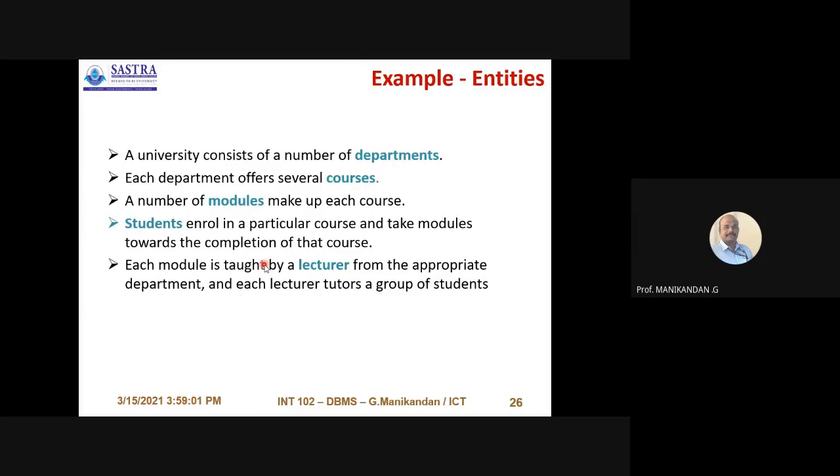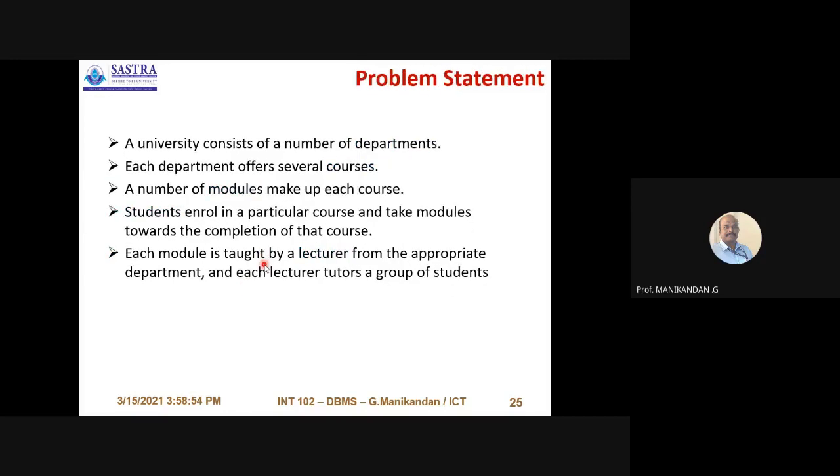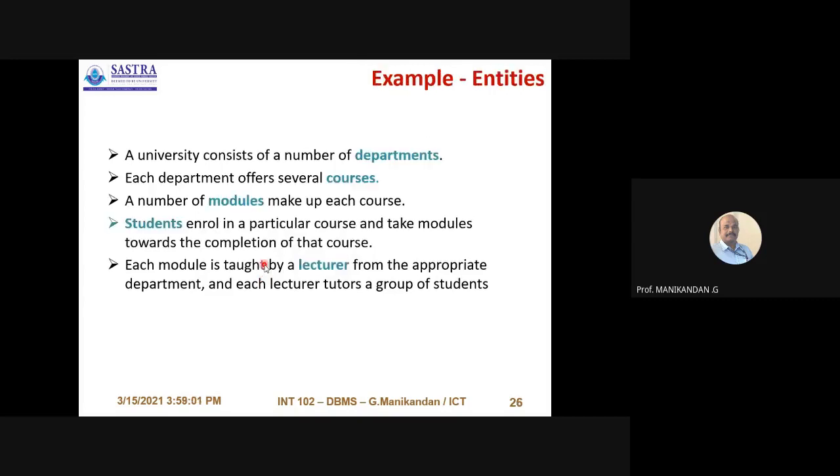Now, what is the first step? You need to identify the entity types. In the first line, a university consists of a number of departments. So for this problem statement, what are the entity types? They are department, course, module, student, and lecturer. These are the entities you can identify for this particular problem statement.